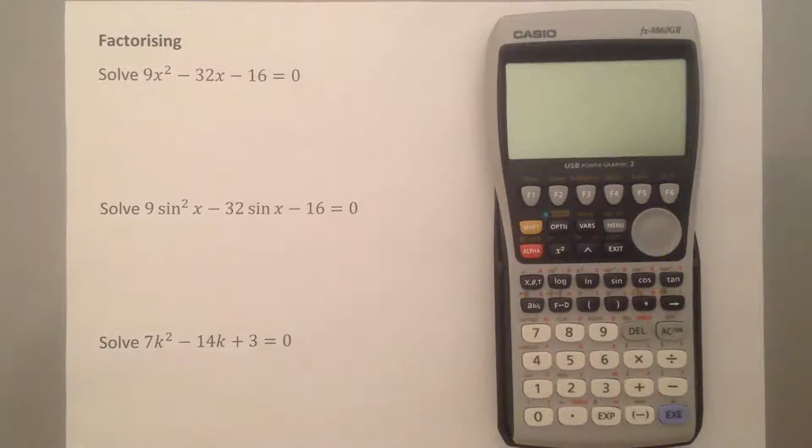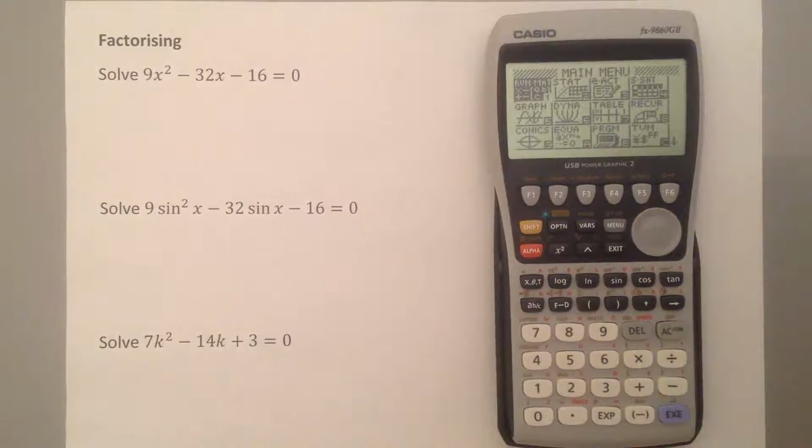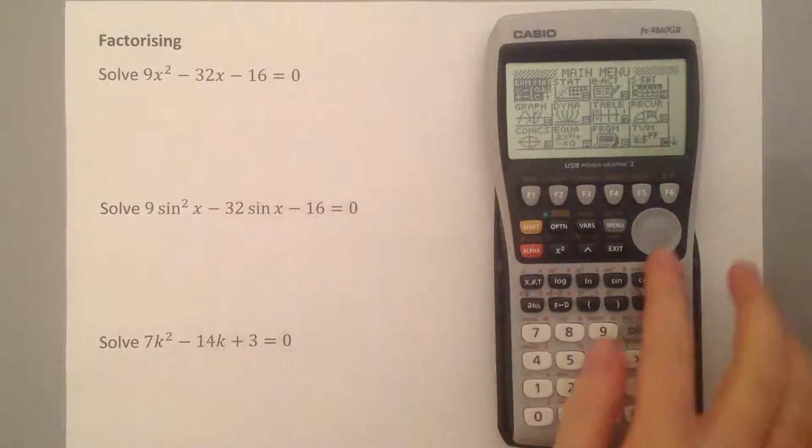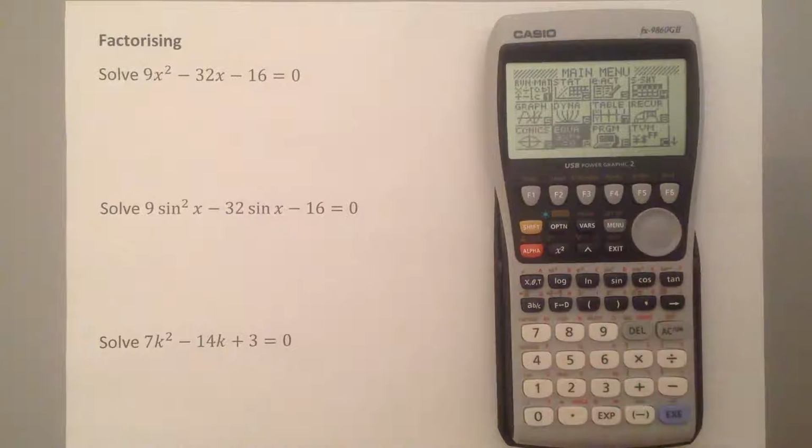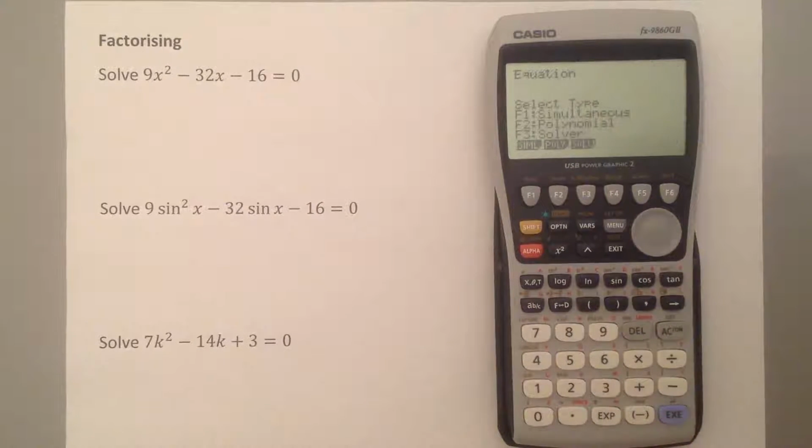In this video, I'm going to show you how to factorise on the graphical calculator. So if you turn the calculator on, in menu we want the equation option, which this time is A at the bottom. You can either do alpha A or you can go down and select it to open up.